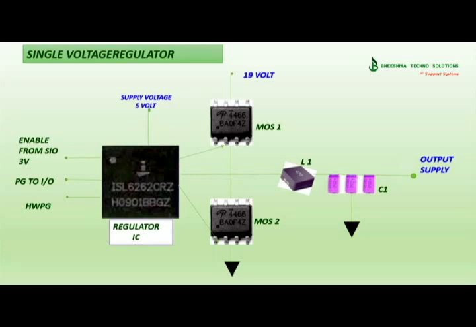This section is called a single voltage regulator, which consists of only one output voltage. This is called one phase, and so this section is called a single voltage regulator. In the next section, we will cover the double voltage regulator sections.